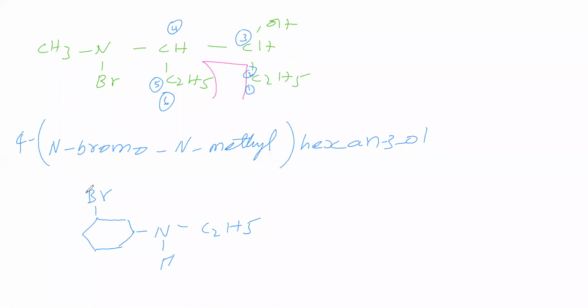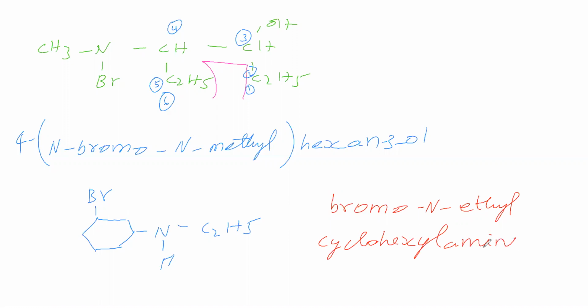Now first we will say the bromine name. The bromine name we have to say as bromo. Then we will say the name of this ethyl. This ethyl is directly attached to N, so we will say N-ethyl. Then this is cyclohexane, which we will write as cyclohexyl. This N we will write as amine, cyclohexylamine.